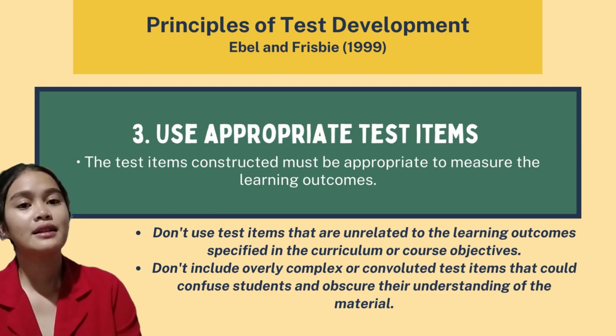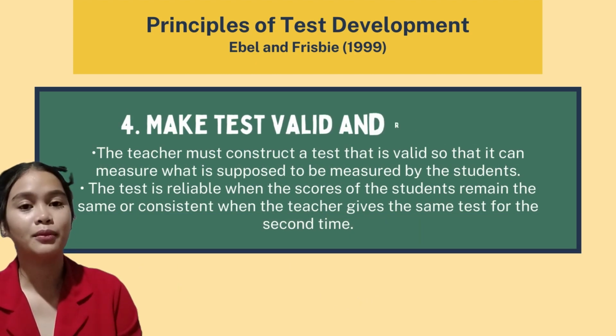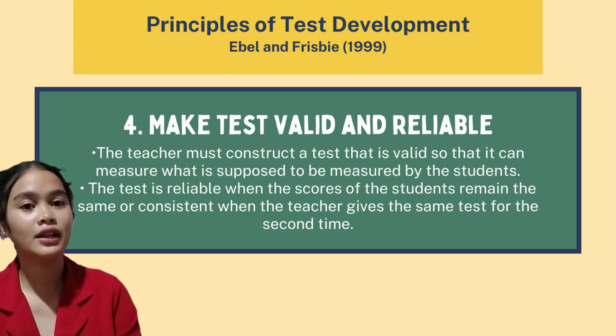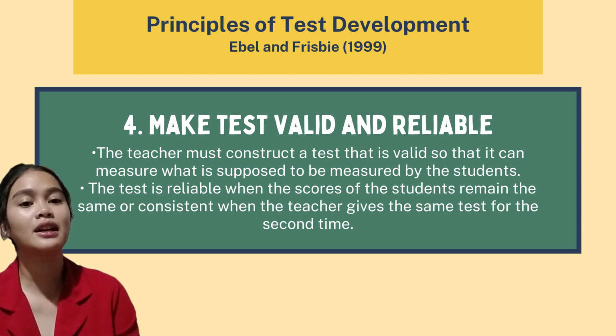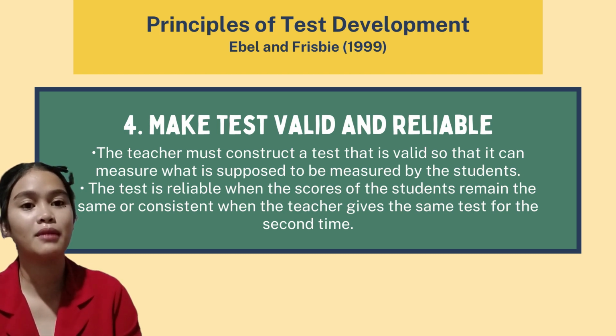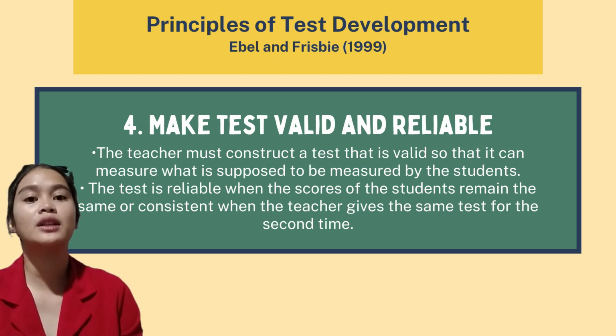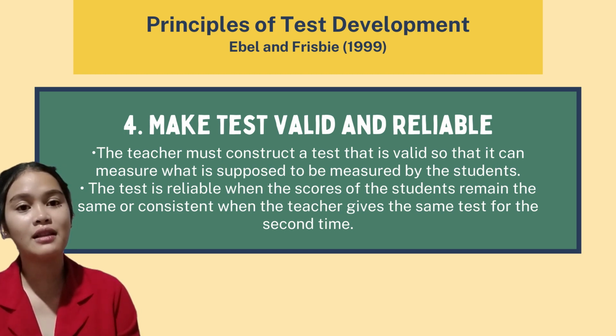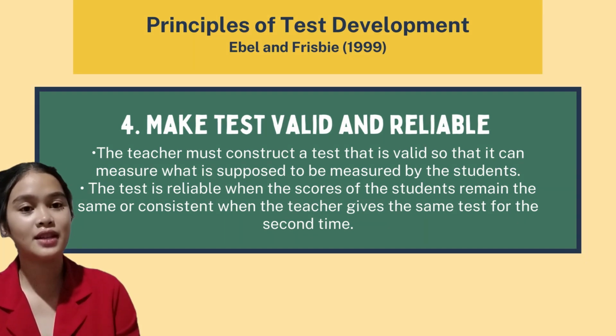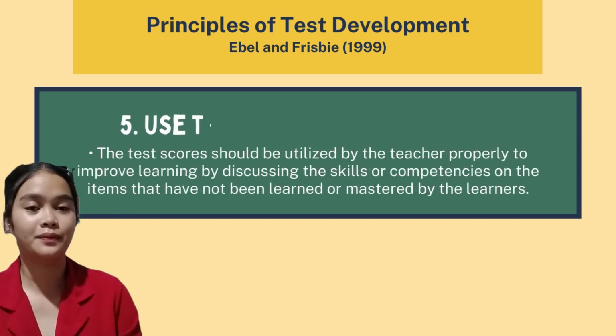4. Make tests valid and reliable. The teacher must construct a test that is valid so that it can measure what is supposed to be measured by the students. The test is reliable when the scores of the students remain the same or consistent when the teacher gives the same test for the second time.